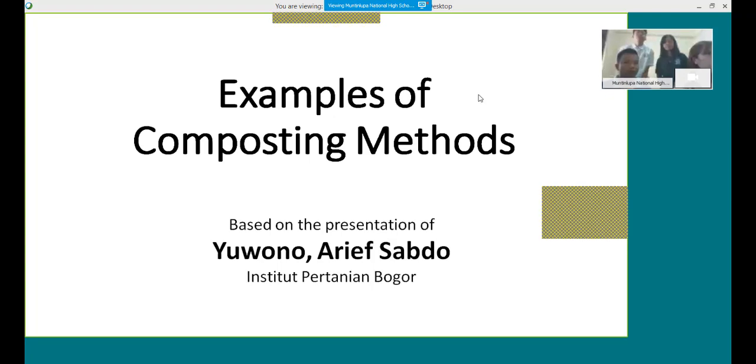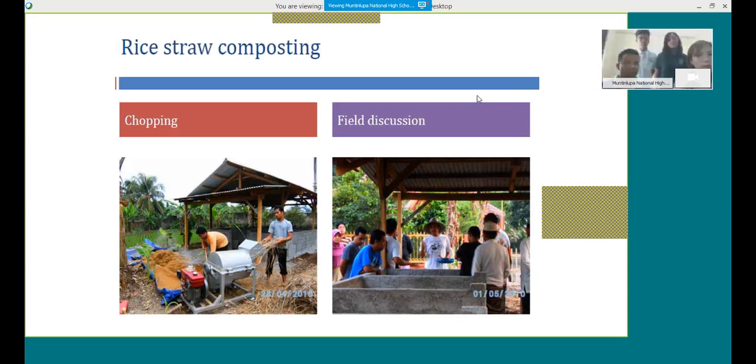So these are examples of composting methods based on the presentation of Yuwono Ariev Sabdo of the Institut Pertanian Bogor. This is rice straw composting. It would undergo chopping of the rice straw and then it is put in the composter. Afterwards, they also have sharing sessions wherein they conducted field discussions for the community people to learn about rice straw composting.